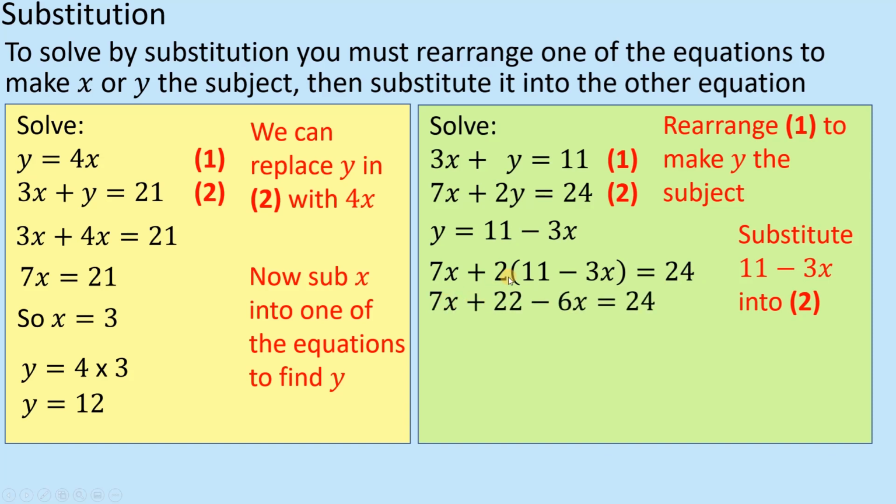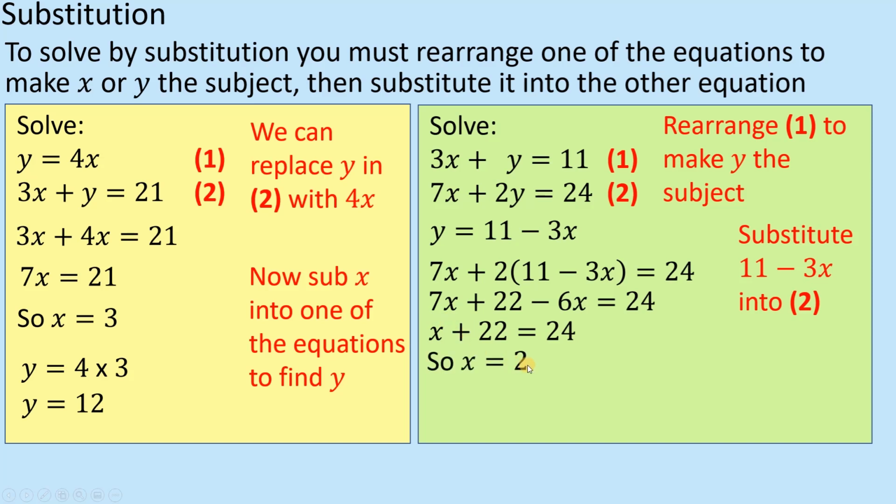So let's expand that bracket. 7x plus 22, so 2 times 11, and then 2 times minus 3x is minus 6x. We now have this, and we're going to simplify it. We've got 7x minus 6x, which is 1x, plus 22 equals 24. So x plus 22 is 24. Take away the 22 from both sides to get rid of the 22 on the left, and that leaves me with an x value of 2.